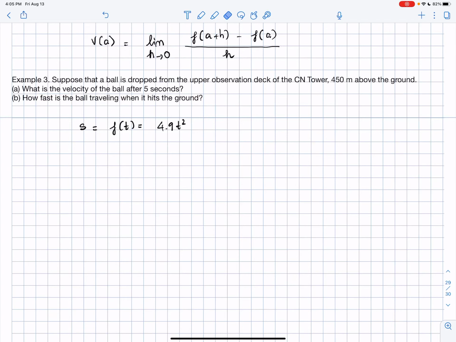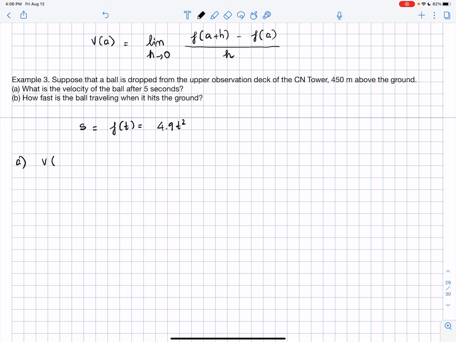Example number 3. Suppose that the ball is dropped from the upper observation deck of the CN Tower, 450 meters above the ground. A. What is the velocity of the ball after 5 seconds? So in part A, they're asking us to find the velocity. We will use the definition above.